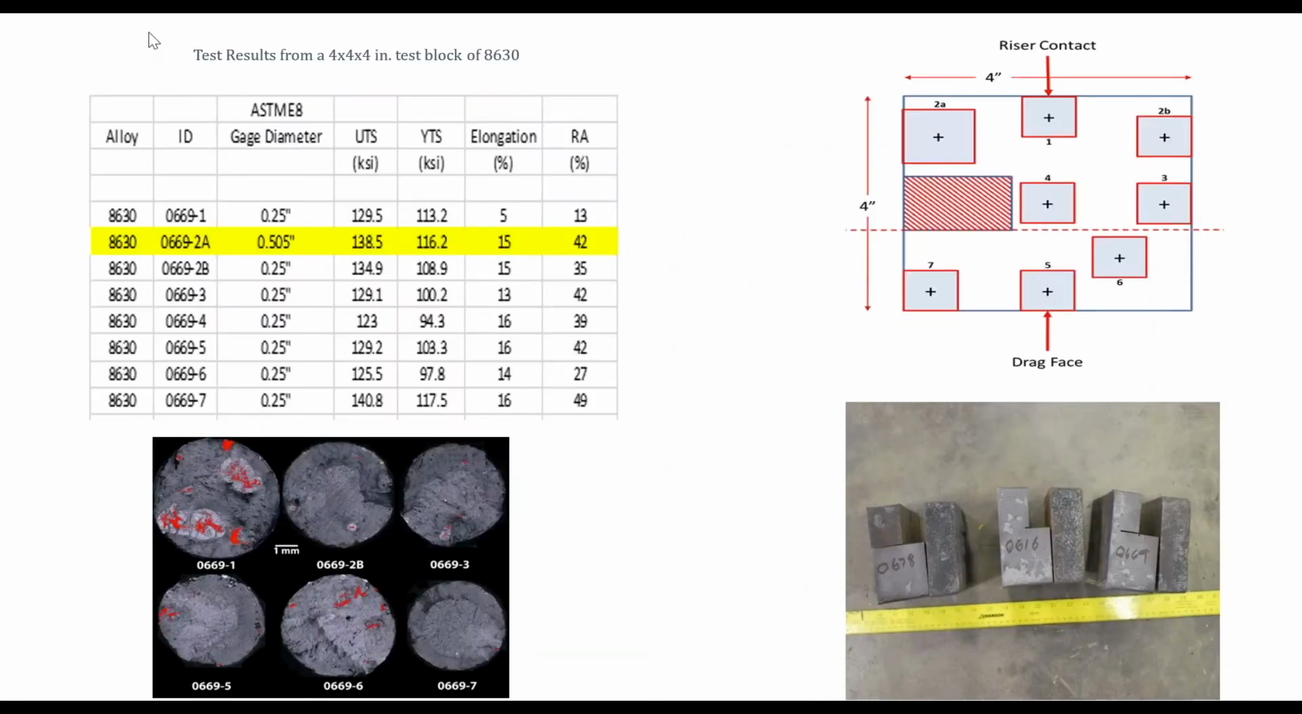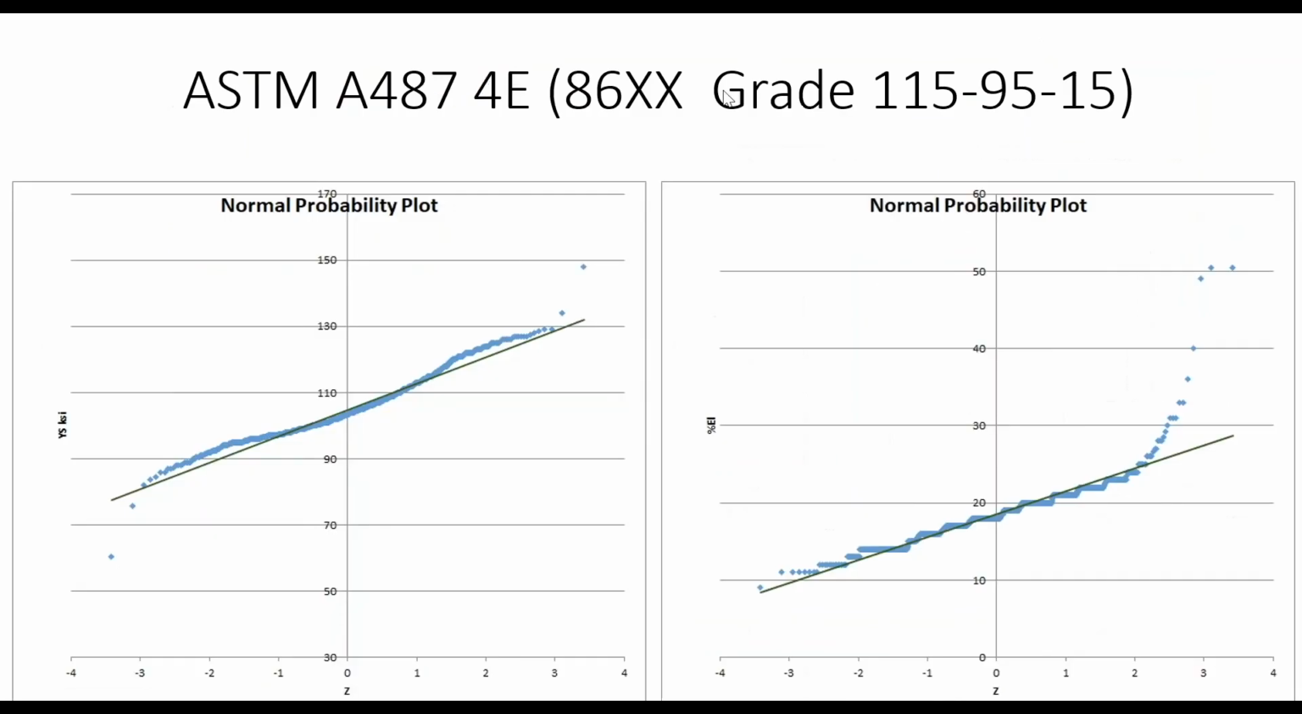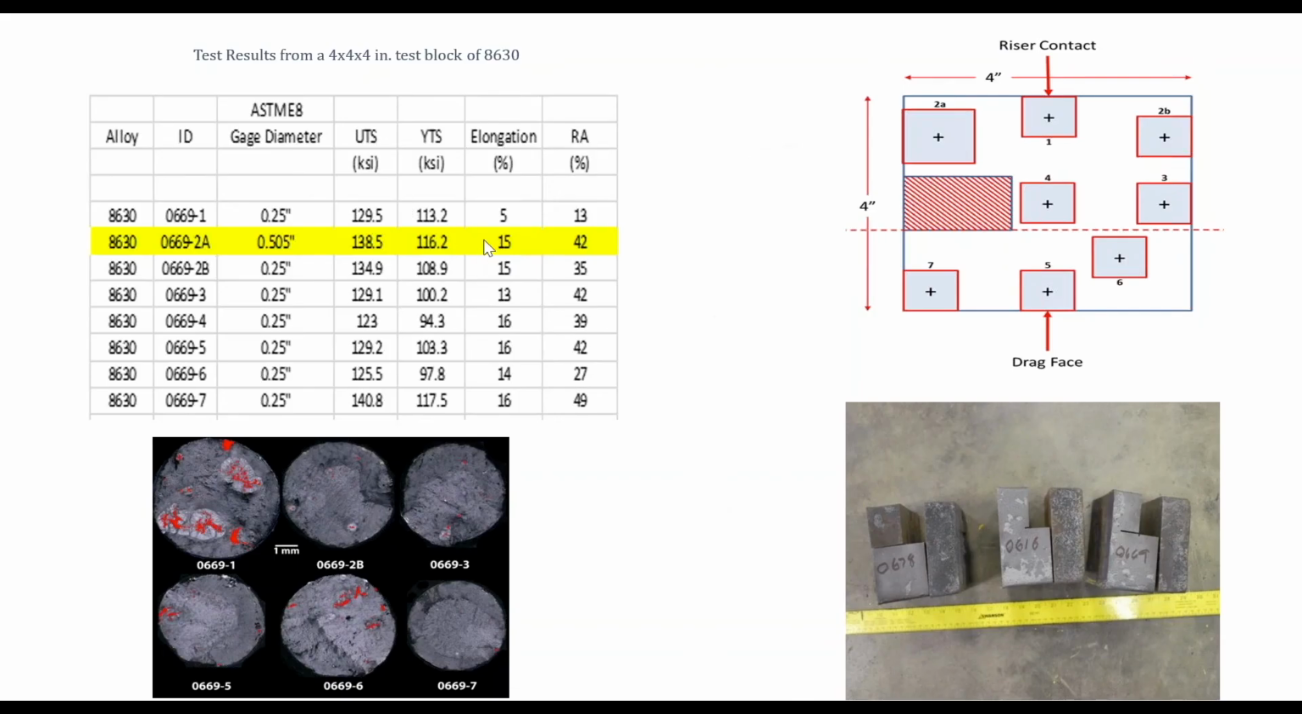So if I look at this 4x4x4 test block that we got from Harrison Steel of 8630, they were making it for the 115/95 material. You can see that they, in their standard test, got the 115 KSI minimum. They have 42 reduction in area, and they got the 116. So they really did meet the requirement in the standard test bar, which came from this corner.